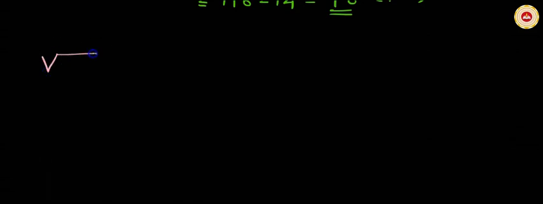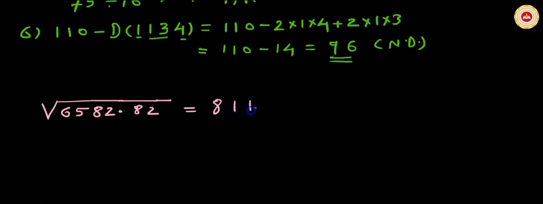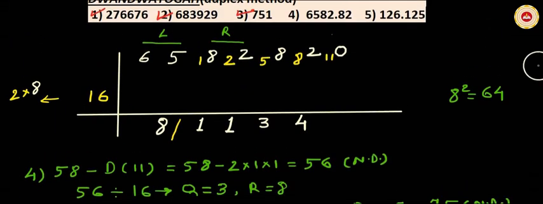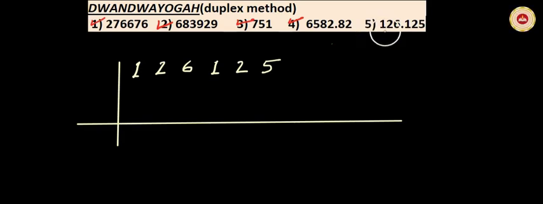Square root of 6582.82 is equal to 81134. Now, how many groups are there in the given number? Two groups only. So let us count two digits from the left side, 8 and 1, and give a decimal point here. It means that the square root of 6582.82 is equal to 81.134.